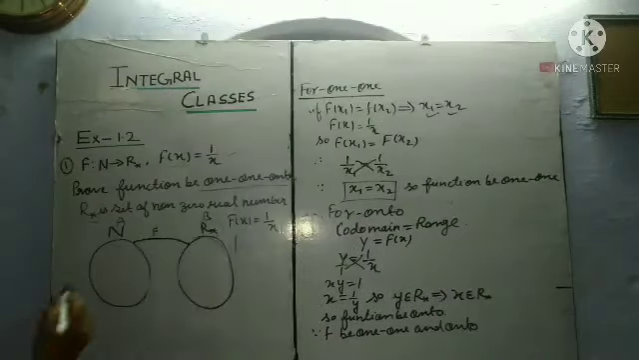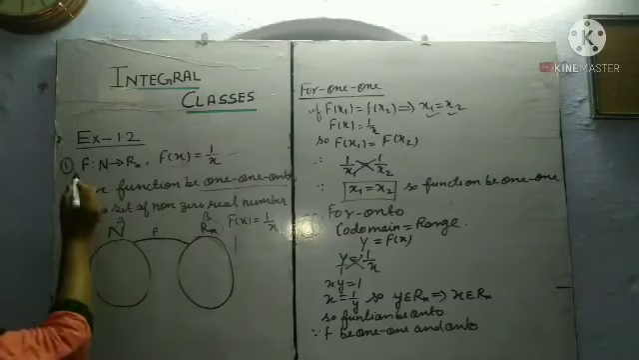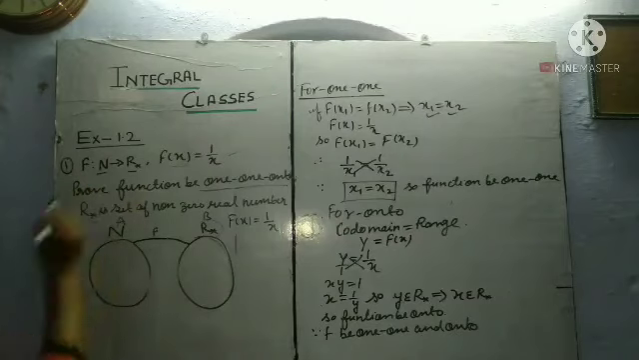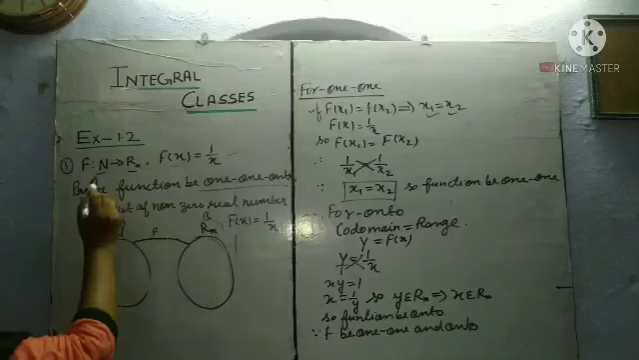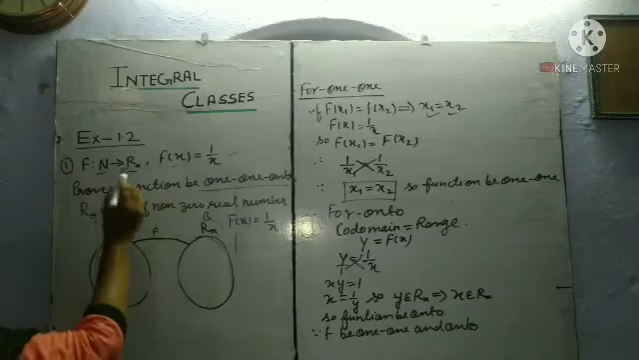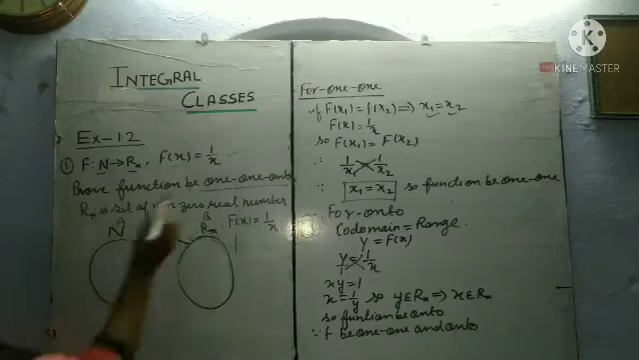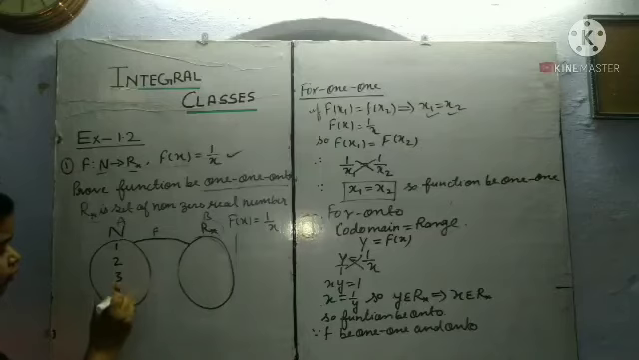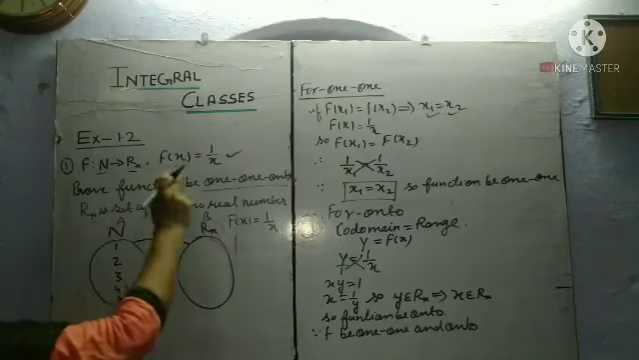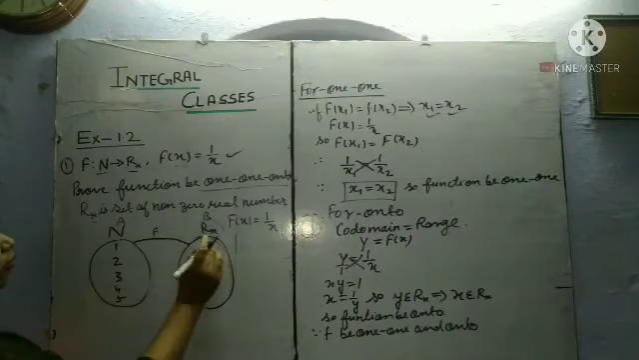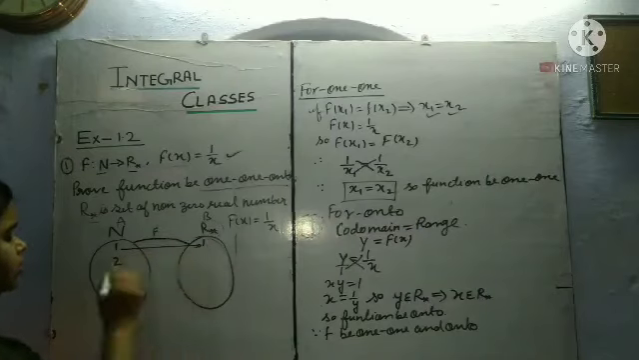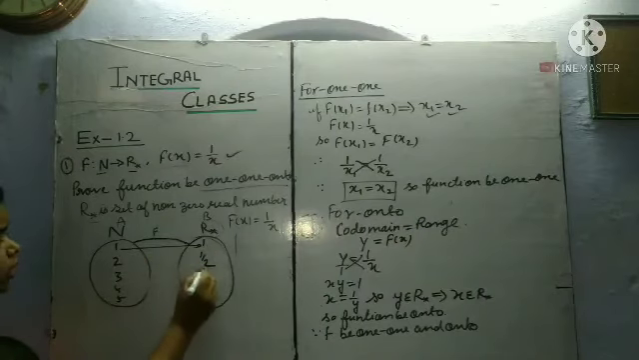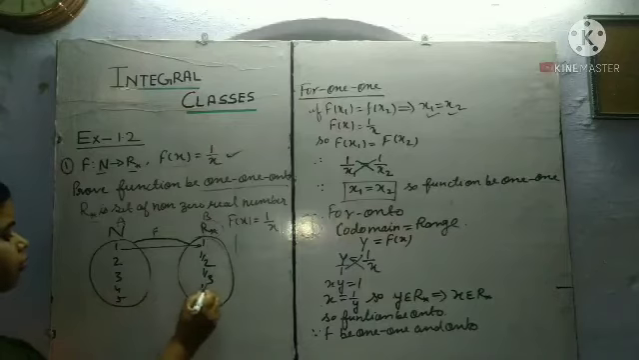Now the second part of the first question: the function is defined from natural numbers to R star. It means the function is defined from natural numbers to non-zero real numbers, and the function is given by f(x) equals 1 upon x. Now we will put the values 1, 2, 3, 4, 5. If we put 1, then we get 1. So the images are 1, 1 by 2, 1 by 3, 1 by 4, 1 by 5.